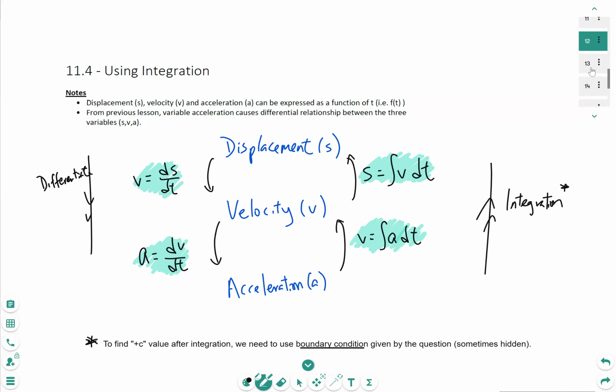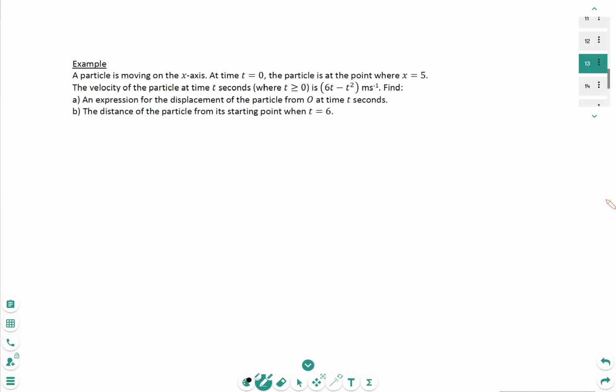Let's have a look at an example. A particle is moving on the x-axis. At time t equals 0, the particle is at the point where x equals 5. The velocity of the particle at time t seconds, where t is greater than or equal to 0, is 6t minus t squared meters per second. As soon as you see 6t minus t squared, you should be thinking about this chapter 11, variable acceleration, differentiation and integration. Find an expression for displacement.